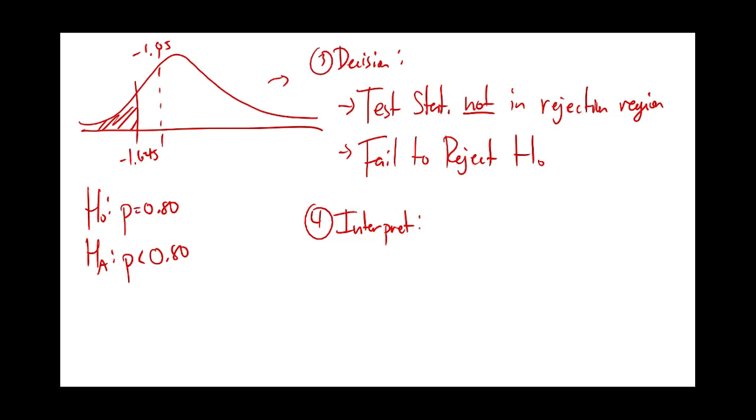You know, there's a formal way that you can interpret these. A really formal interpretation would be that there is not enough evidence to show that the truth is less than 80%.